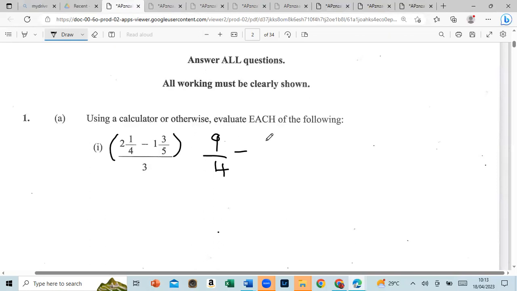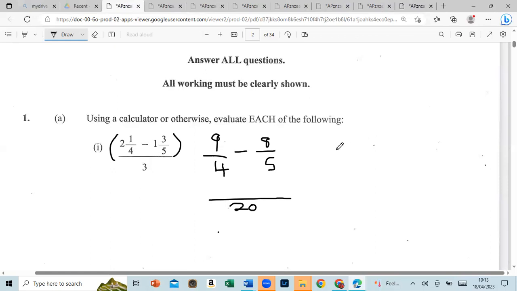1 times 5 is 5, plus 3, that's 8/5. We find our LCM of 5 and 4, which is 20. So the LCM will be 20. If you're not sure how we get that, we just keep adding 4 plus 4, that's 8, plus 4 that's 12, plus 4 that's 16, plus 4 that's 20. We do the same for 5: 5 and 5, 10, plus 5 that's 15, plus 5 that's 20. All right, so that's how we find our LCM.